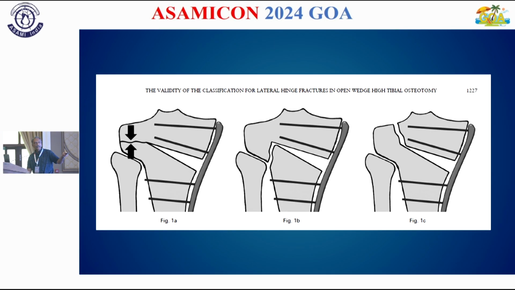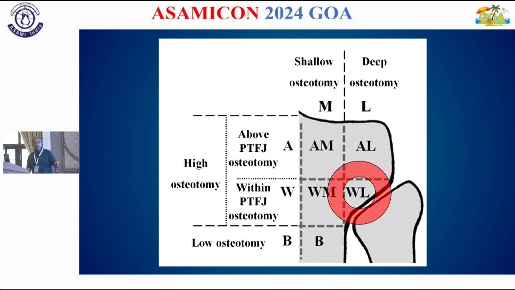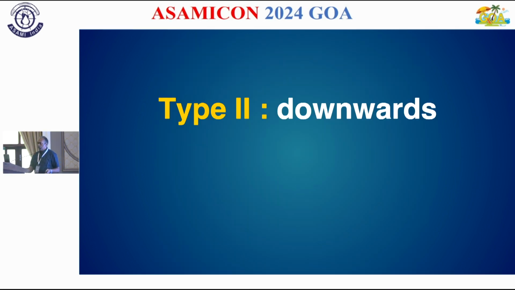Again, here, this is type 1, this is type 2, and this is type 3. So the aim is to stay in this zone. This is within the superior tibiofibular joint and lower, at the lower level. So if your osteotomy ends here, you're going to be safe. So type 2 is downwards.